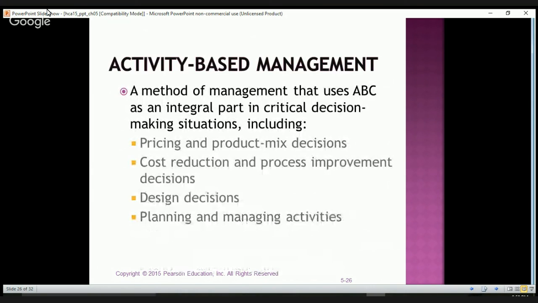ABC is really the first step. Once the revised information and updated product costs have been calculated, the next step is for that information to be used for the firm's decision making. Activity-based management is a method of management decision making that uses ABC information to improve customer satisfaction and the firm's profitability. We are defining ABM broadly to include decisions about pricing, product mix, cost reduction, process improvement, and product and process designs.